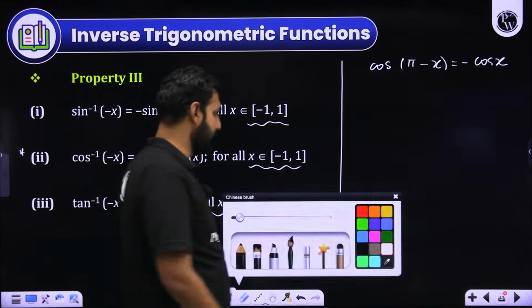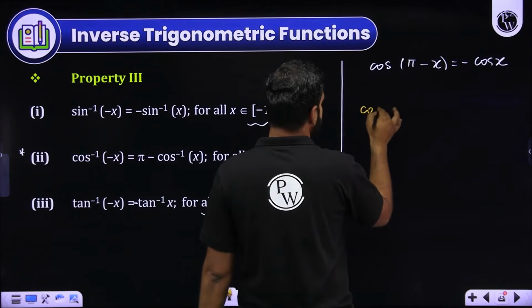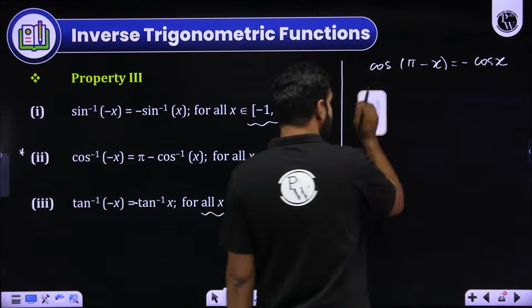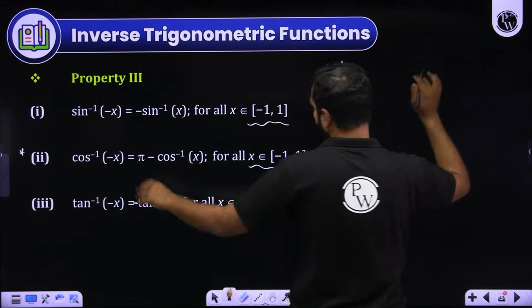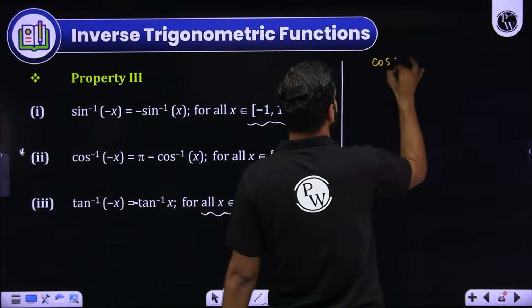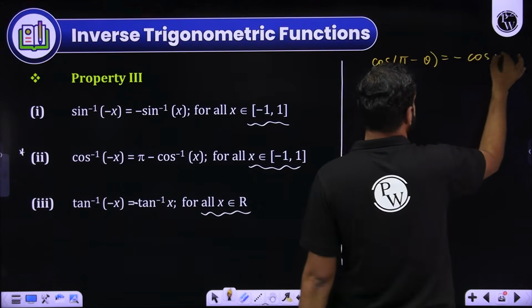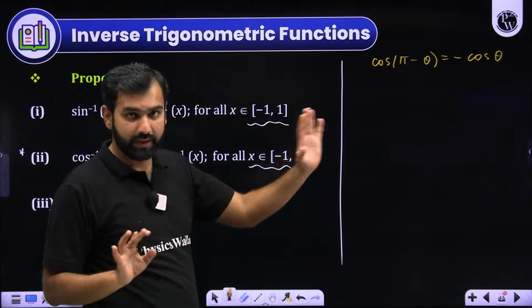What do I mean by that? From here, let's say cos inverse of minus x. I hope this particular result you won't forget. And if I wish to write it differently so that you don't get confused with this x, let's say I'm writing it as cos(pi minus theta). So we know that it is always minus cos theta. This is something you'll remember. I hope you'll remember it.